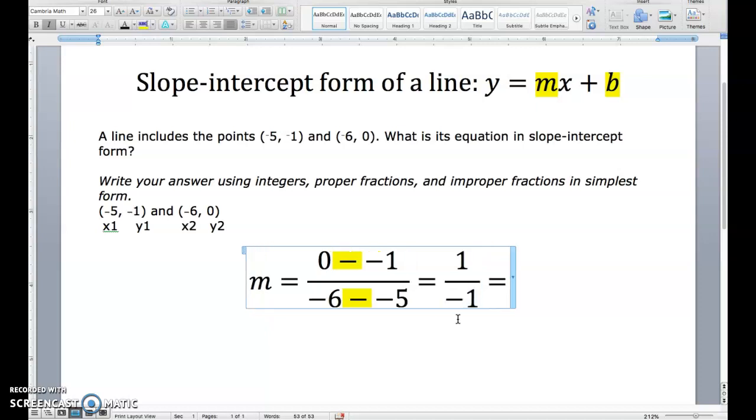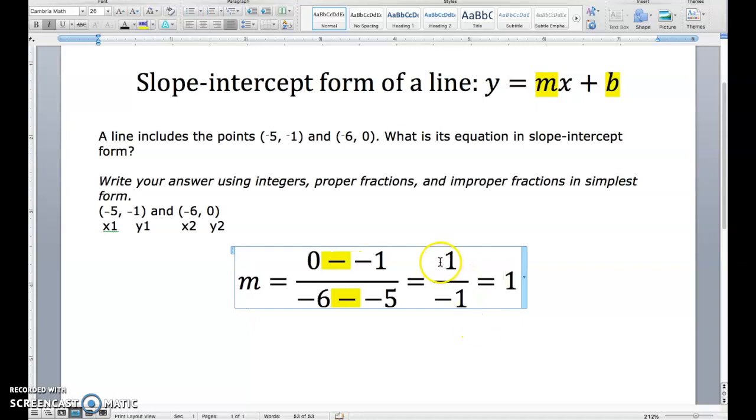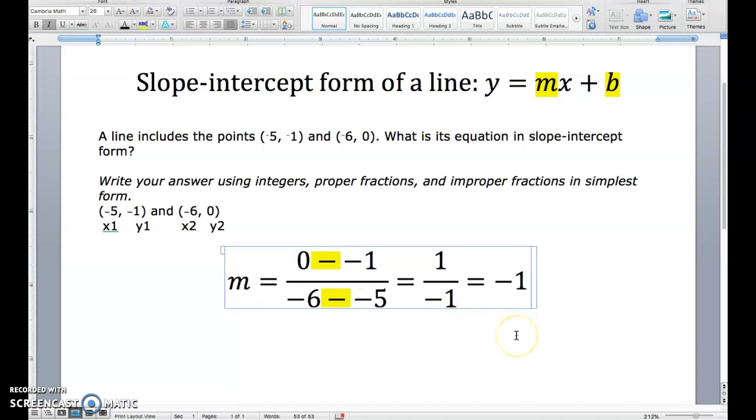1 divided by -1. Opposite sign. Okay, 1 divided by 1 is 1. My two signs here are opposite. This is positive, this is negative. So 1 divided by -1 is going to be -1. There. So I've got m right here. That's my first important result. I've got a number for m. Now I need to go find a number for b.